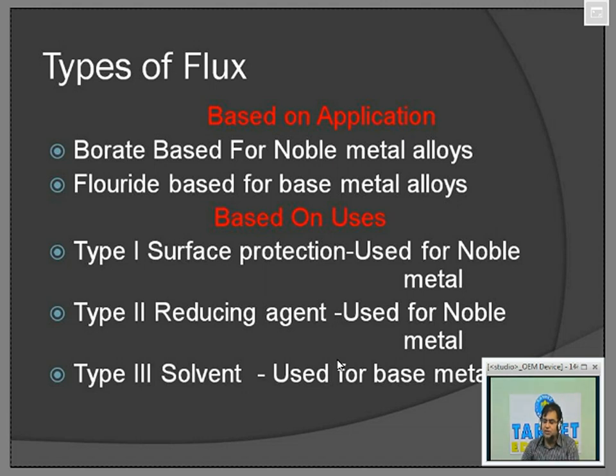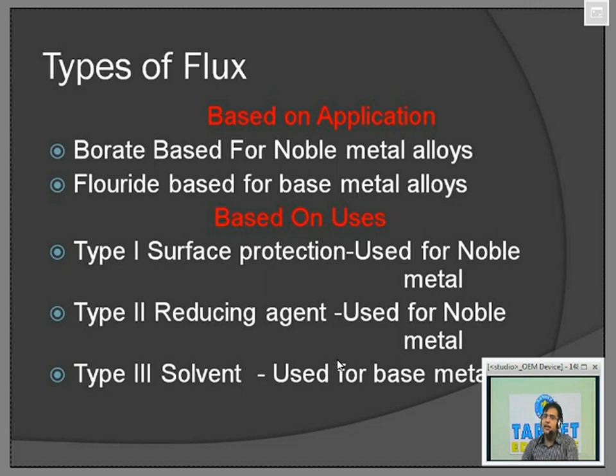And based on use, the fluxes can be classified into type 1, type 2 and type 3. Type 1 is for surface protection, which is used for noble metal. Type 2 is a reducing agent, so that the metal oxides which noble metal forms can be reduced. And type 3 is a solvent which is used for base metal.